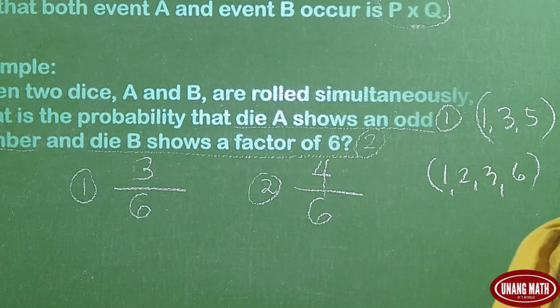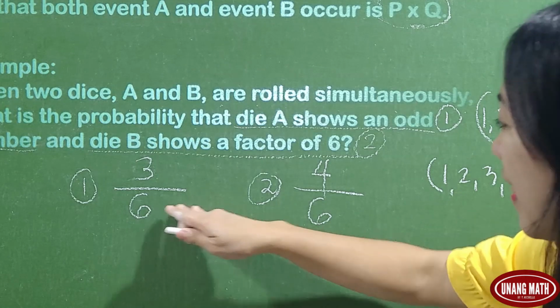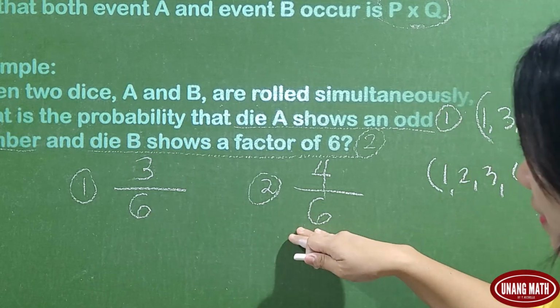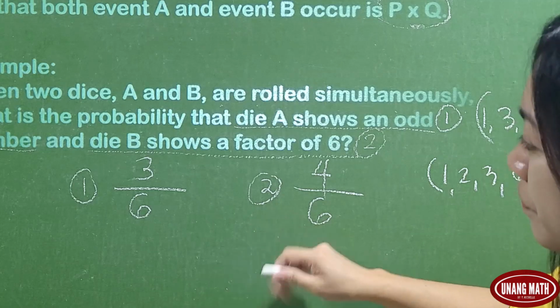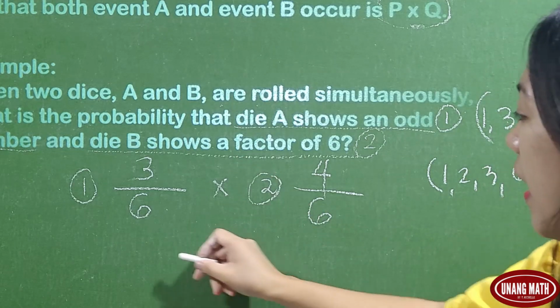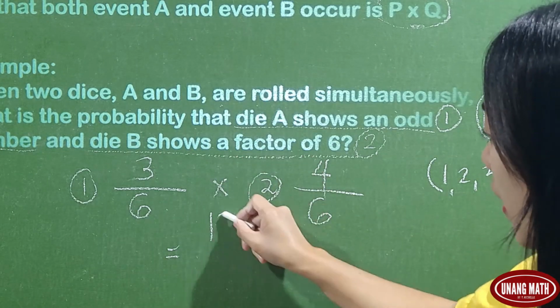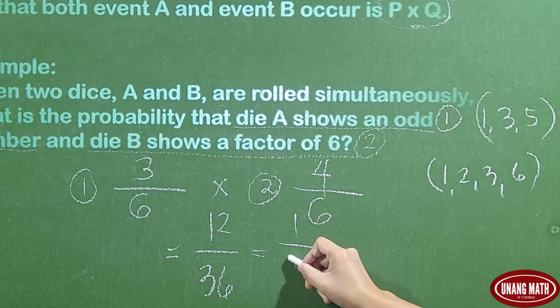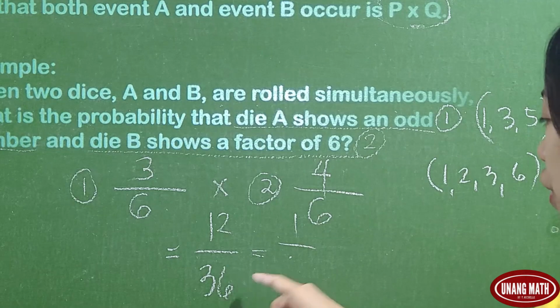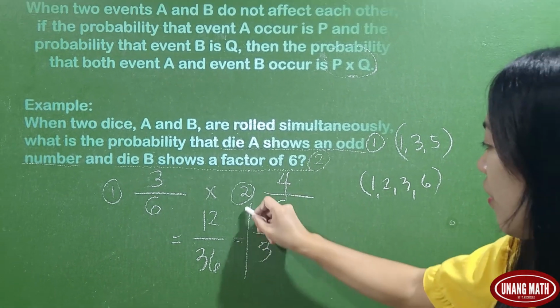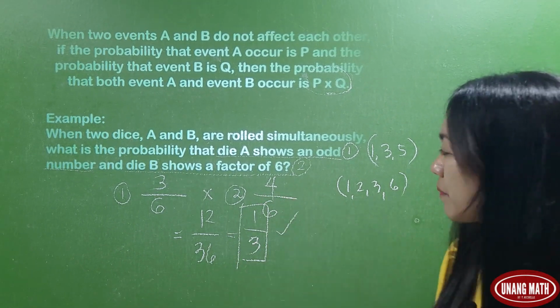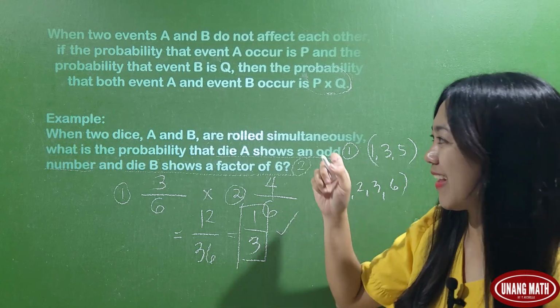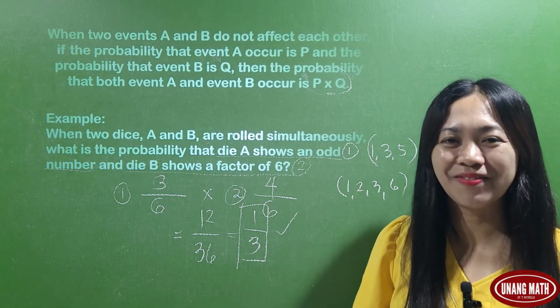So 4 over 6. And since this happens at the same time, we have to multiply. So this is now equal to 12 over 36. And if we simplify, this is 1 over 3. So 1 over 3 is our probability in this question.